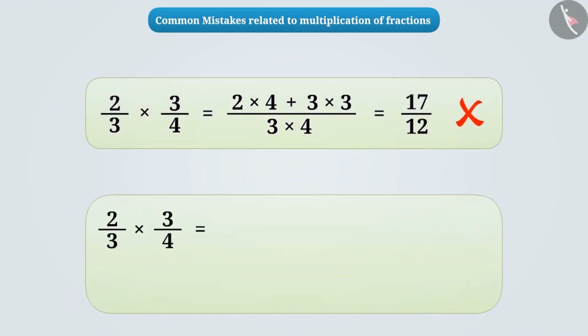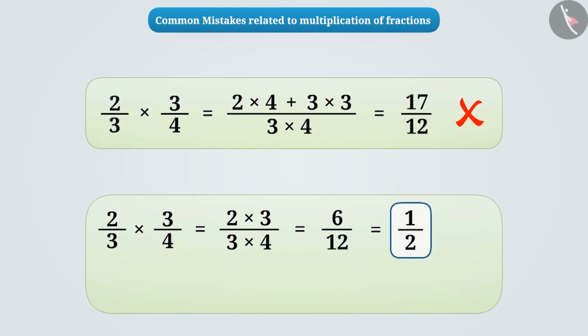The correct method is that the numerator of the result is the product of the numerators of the given fractions and the denominator of the result is the product of the denominators of the given fractions. Therefore, the correct answer is 6/12, which can also be expressed in its simplest form as 1/2.